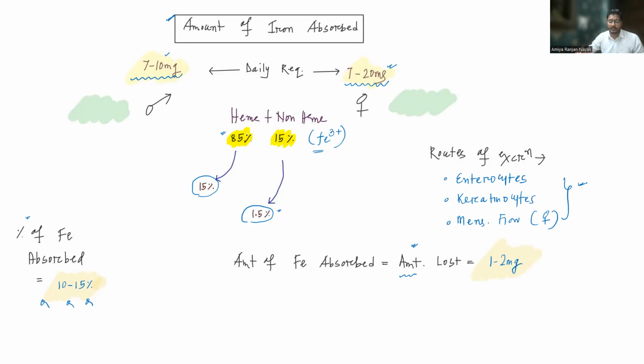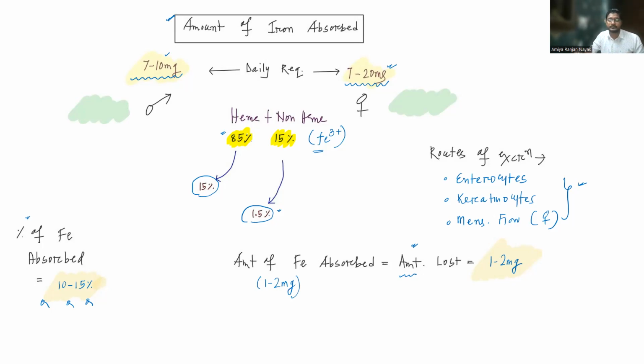Okay, so these numbers are clear. The daily requirement for males is 7 to 10 milligram. For females, 7 to 20 milligram. Whatever amount of iron we consume, most of it is in the heme form. That is around 85% in the heme form, out of which 15% is absorbed. The rest 15% is in the non-heme form, out of which 1.5% is absorbed. The percentage of total iron absorbed is only 10 to 15%. So that will be around 1 to 2 milligram, and that is also the amount of iron lost every day through shedding of keratinocytes, enterocytes, and through the menstrual blood flow.